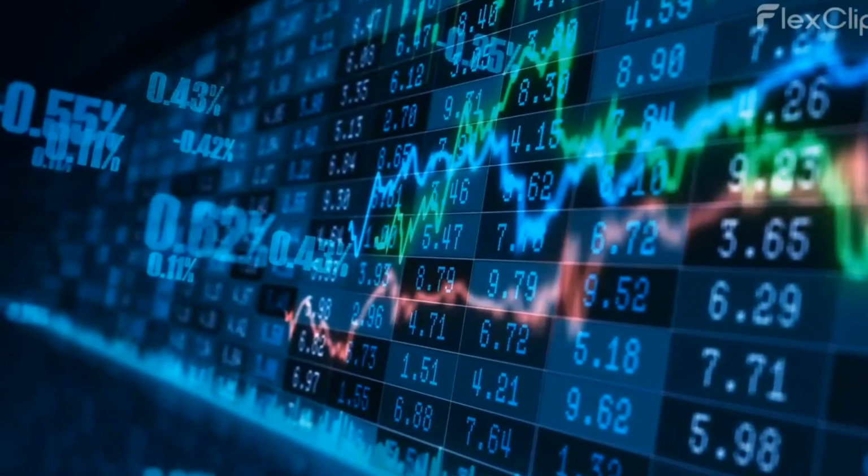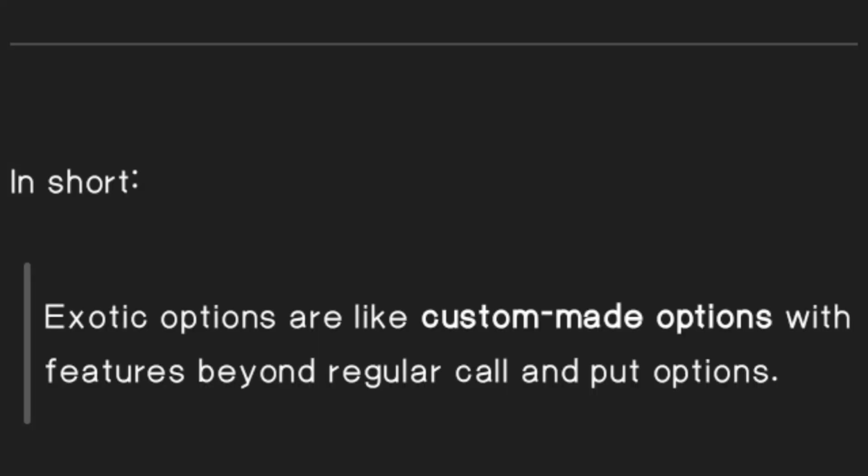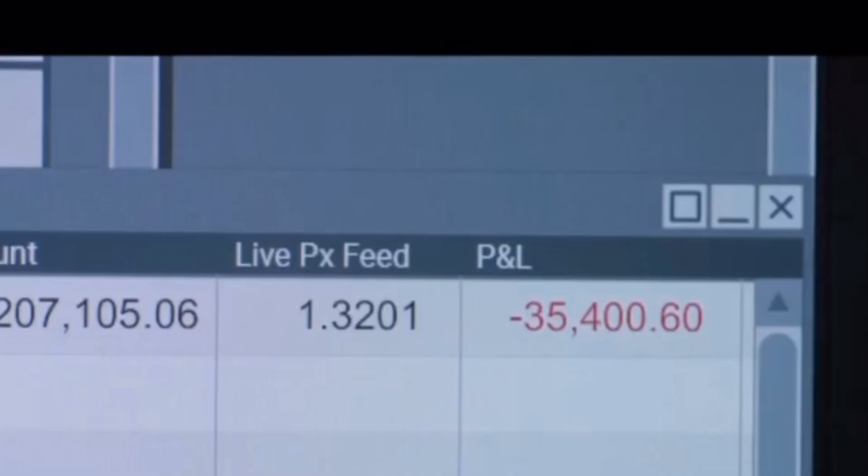Then we have exotic options. These ones are more complex and custom, so banks create them for special needs. These aren't always visible to the public, but the first one, the standard, and the barrier options are the ones we have to focus on.